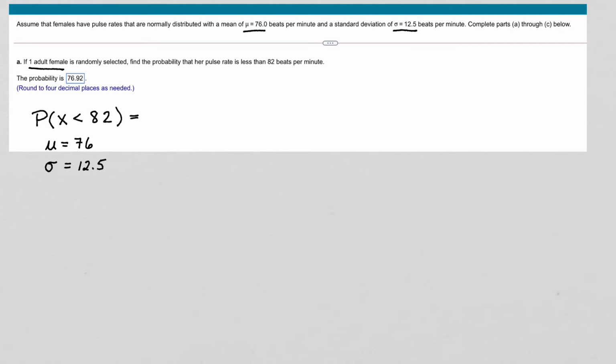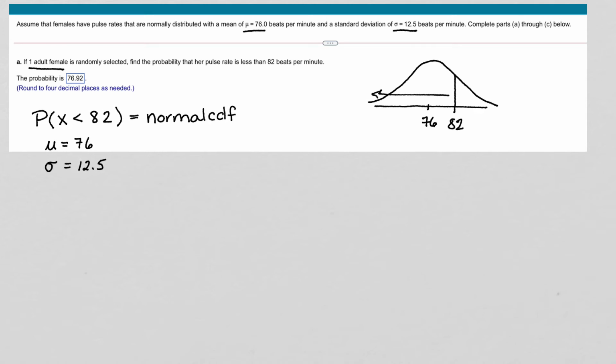So to calculate this probability, we're going to use the normal CDF function in the calculator because we're looking at this normal distribution. The mean is 76, and we're looking for the probability of getting an individual value less than 82. So we are going to put in the left boundary, or our lower boundary, and that's going to be negative 1 E99 because there is no lower boundary here. It just says less than 82.